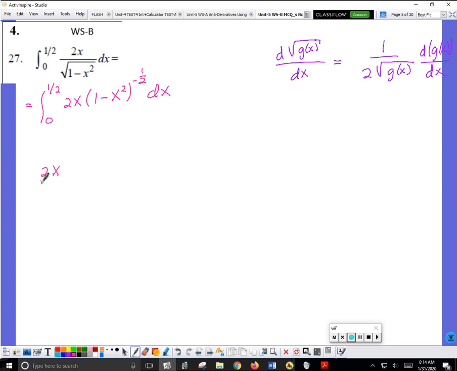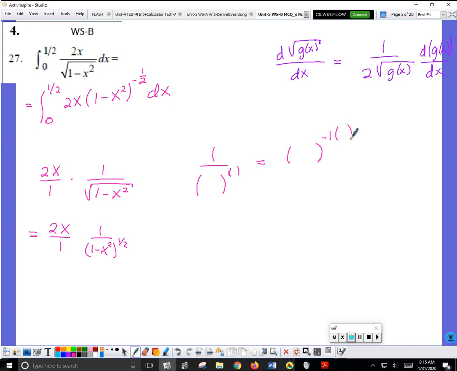Let's see, we have 2x over 1. We also have 1 all over the square root of 1 minus x squared, which means we have 2x over 1, 1 all over (1 minus x squared) to the 1/2. The algebra rule says if you have 1 all over anything to any exponent, that's the same thing as the same base, and then just multiply the exponent by negative 1.